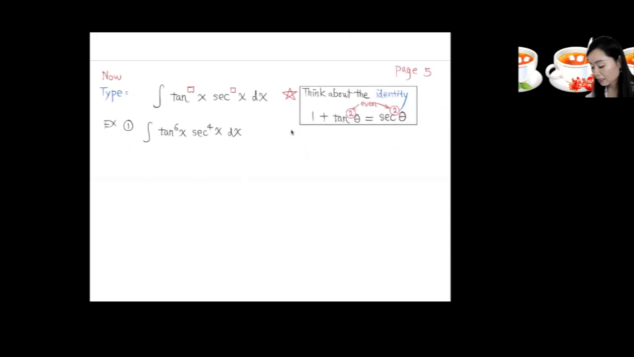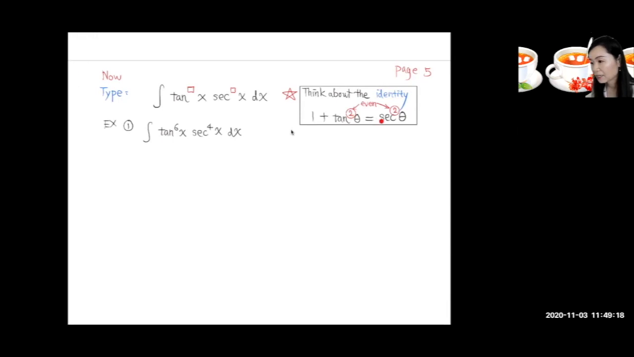We're going to talk about trigonometric integrals of this form, where the integrand is some power of tangent x times some power of secant x. Remember the trig identity, 1 plus tangent squared equals secant squared? Notice here, the exponents on tangent and secant are both even. In this example, again, I want to use the save method.